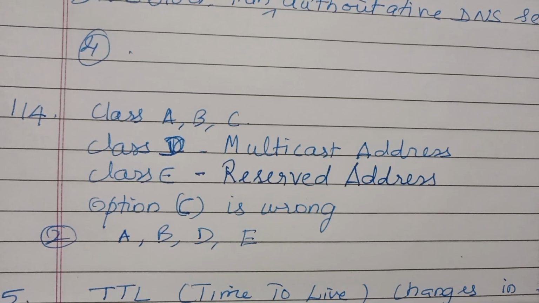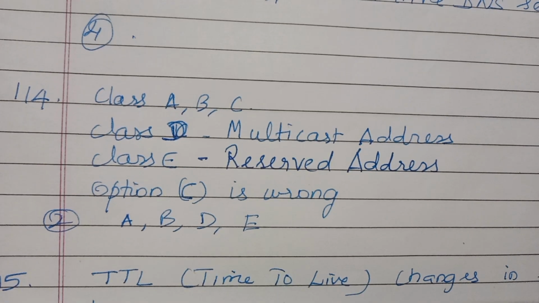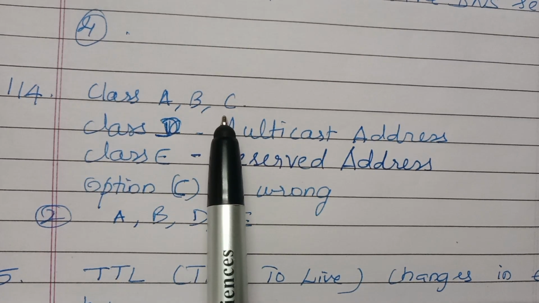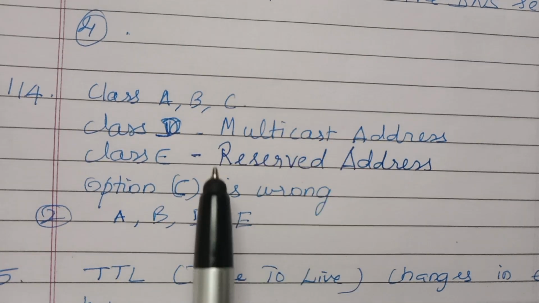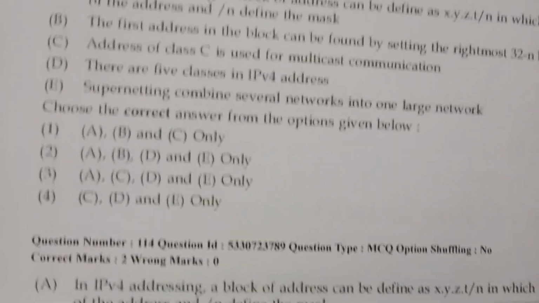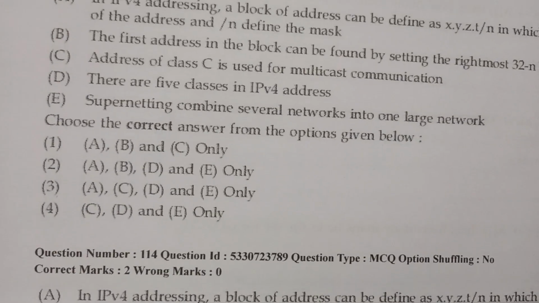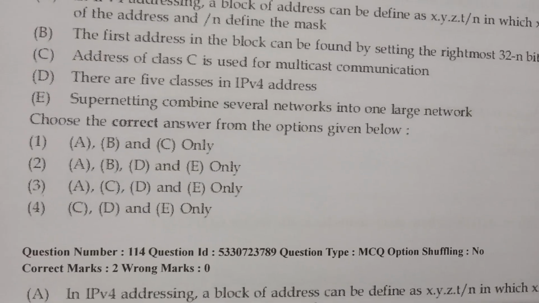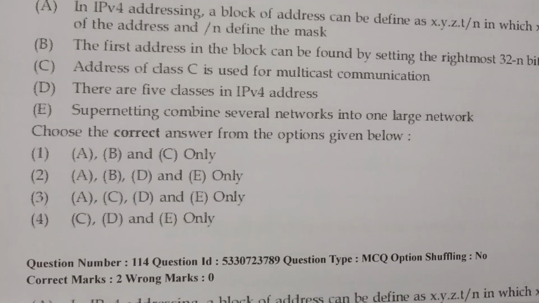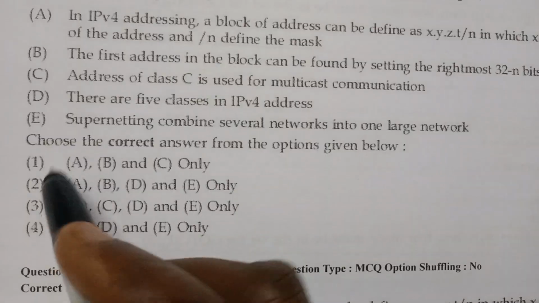There are class A, B and C, and then class D is the multicast address and class E is reserved. Class A and B are classful addressing and class C is not a multicast address, as given in option C. So this statement is false. From the options given below we find that C comes in almost all options. Only one option, option number 2, has only A, B, D and E. So the correct answer is 2.